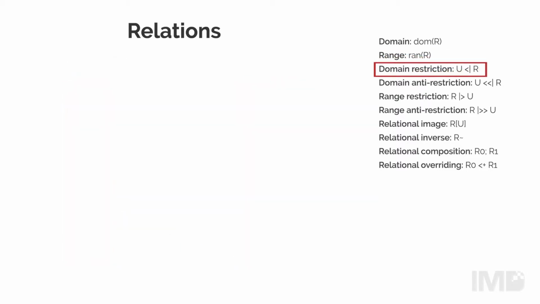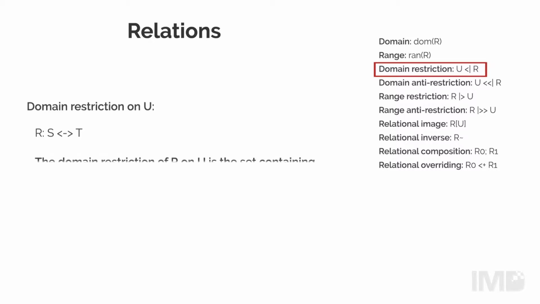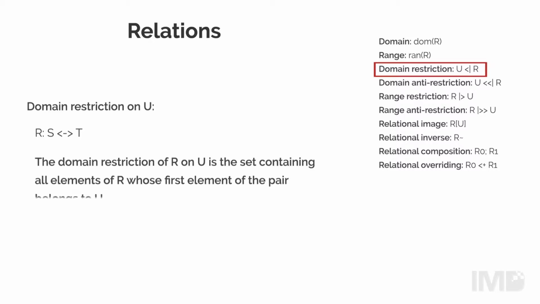The domain restriction on a given set U of the relation R between sets S and T is a set containing all elements of R whose first element of the pair belongs to U. So, the domain restriction of R on the set U is a set containing all pairs X and Y, where X and Y belongs to R and X belongs to U.